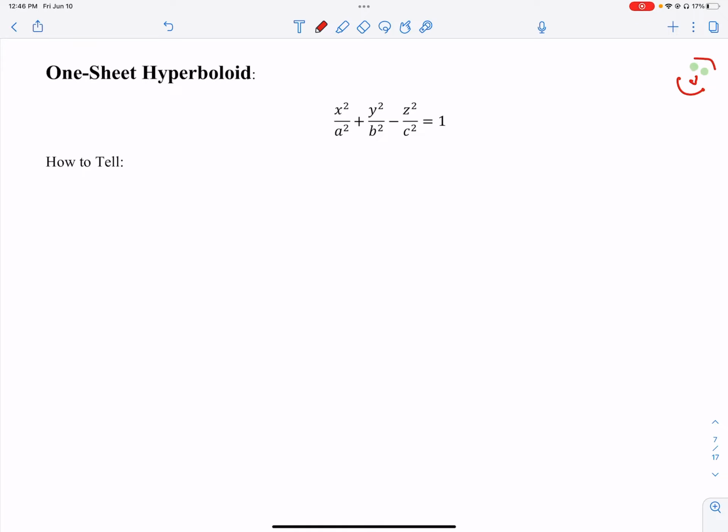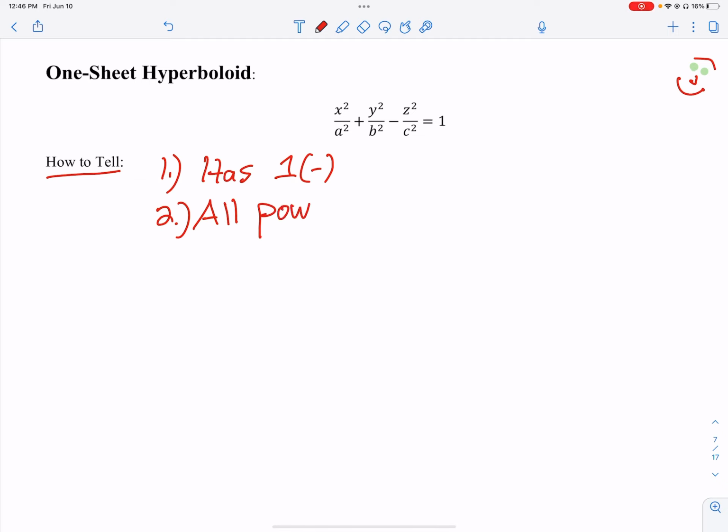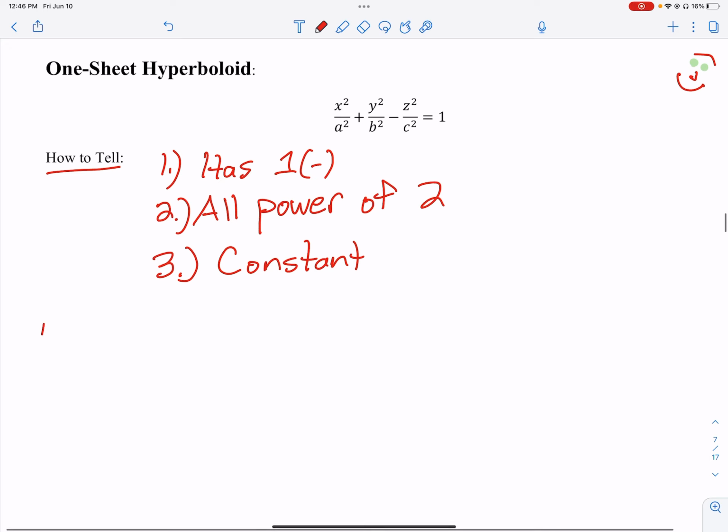In this video, we are going to talk about the one-sheet hyperboloid. So let's talk about how to pick it out, given that we're going to have to recognize it to be able to graph it. So this has one negative. All right, so that's talking about that, one negative. They all have power of 2. And then the third thing is that there's a constant, the 1. Okay, so this tells me that it would be a hyperboloid if I could find all three of those things.